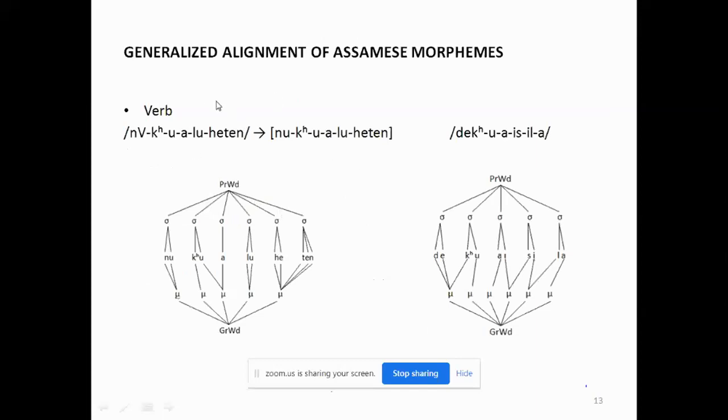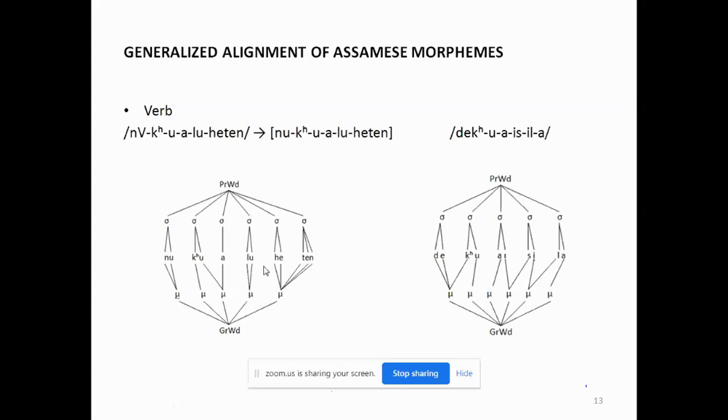Here we can say that the verb nukhualu heten does not coincide with the prosodic word, does not coincide with the grammatical word. I will explain it. These are the syllable breaks of the word nukhualu heten, and given below are the grammatical breaks for the word nukhualu heten. Not all the time does a grammatical word coincide with the prosodic word.